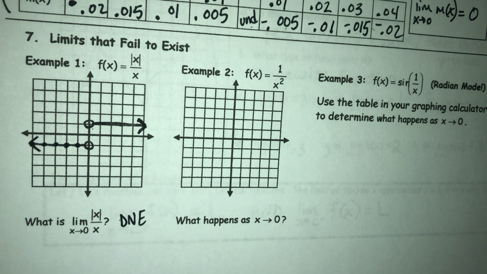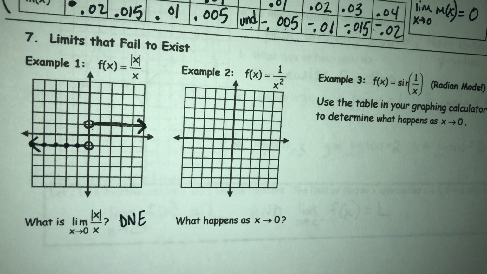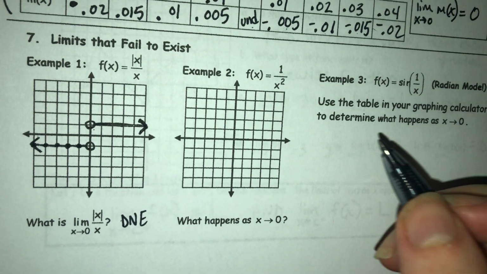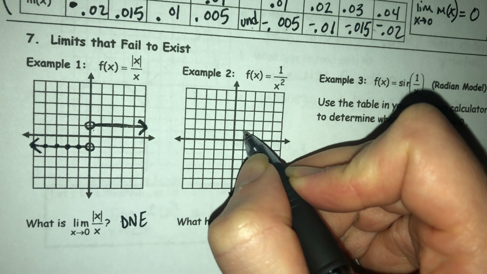Okay. Example 2. F of x is equal to 1 divided by x squared. So, what happens as x is approaching 0? Well, let's see. If I plug a 1 in, I'm going to get 1.